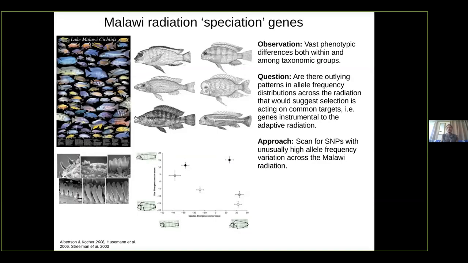As you can see, there's clearly a lot of phenotypic diversity between species. There are clear differences in head and body shape, differences in teeth, and differences in morphology even among populations within species. So there's just a lot of variation, and that's the observation. I'm interested, of course, in the genetics underlying these differences.